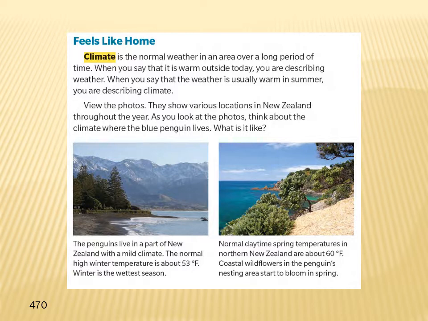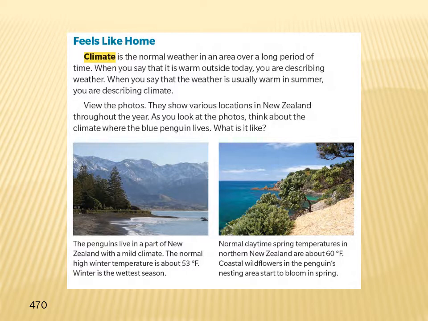Climate is the normal weather in an area over a long period of time. When you say that it is warm outside today, you are describing weather. When you say that the weather is usually warm in summer, you are describing climate. View the photos. They show various locations in New Zealand throughout the year. As you look at the photos, think about the climate where the blue penguin lives.